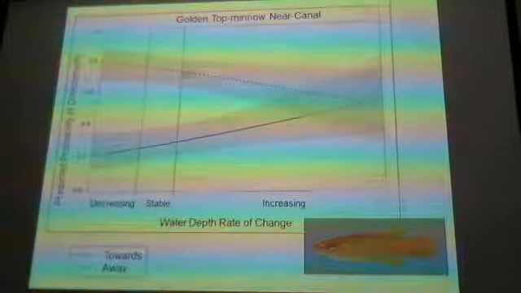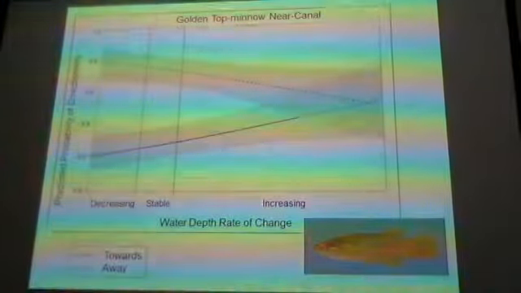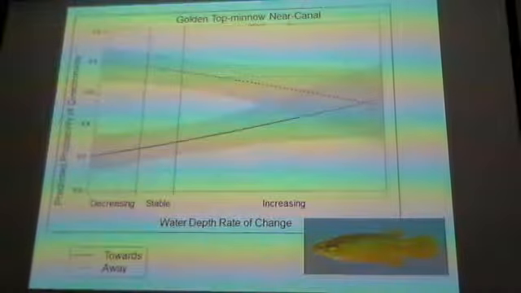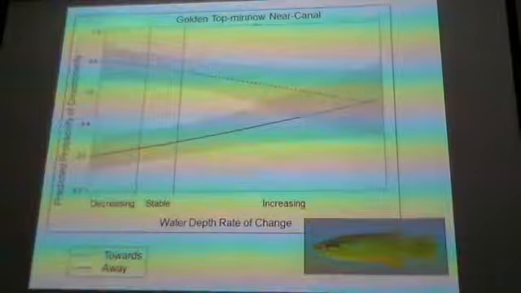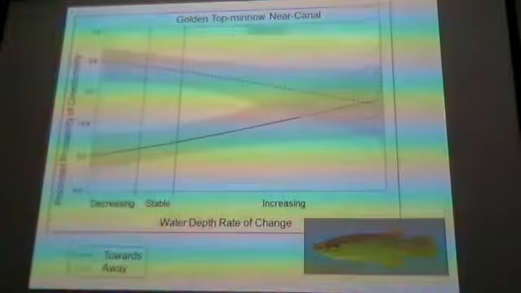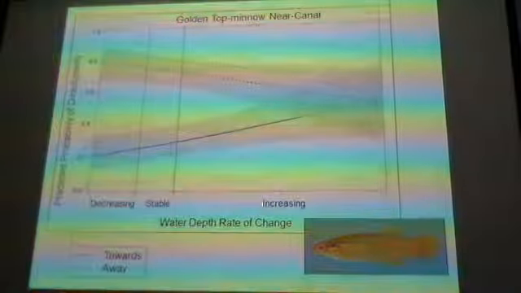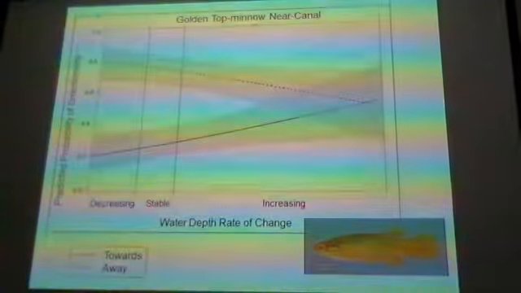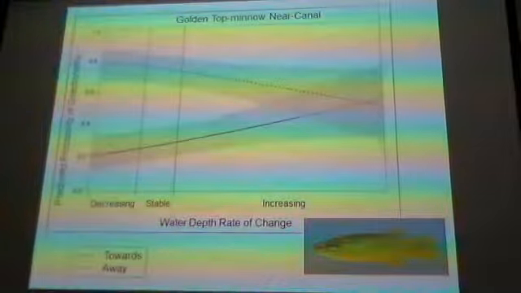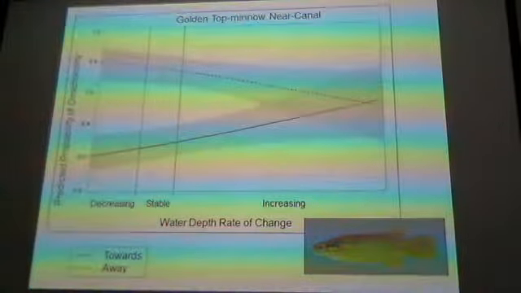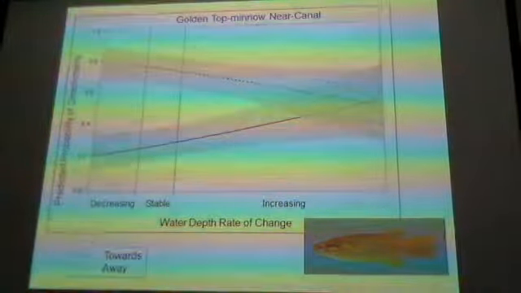All right, really quickly, golden topminnow, one of the slow movers or slow to respond. I'll just get you set up here on these graphs because this is what it's going to look like for the next 6 slides. On the y-axis, there's the predicted probability of direction. On the x-axis, there's the water depth rate of change, decreasing, stable, or increasing for every one of these. And then the dashed line is towards, solid line is away.